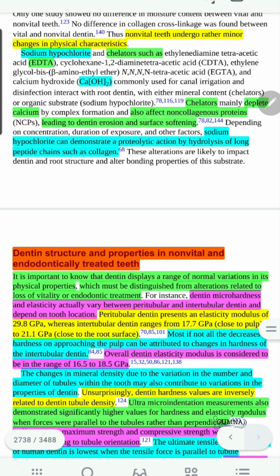So the author is saying that the more we are conservative in opening the access cavity and doing the preparation, the more we are conserving the tooth and make it stronger and less fragile, and it can maintain the mastication load on it and prevent any fracture that may happen in the future.